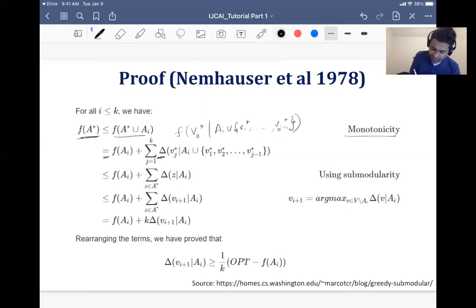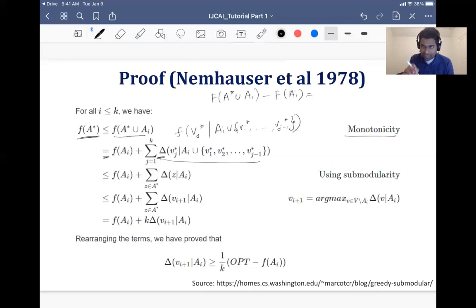Essentially, I'm writing down a telescopic sum for this quantity, which is f of a star union ai minus f of ai. And this I can write as a difference between consecutive sets that come in this chain. And I can take any arbitrary chain, by the way. So this is what this particular term would be.